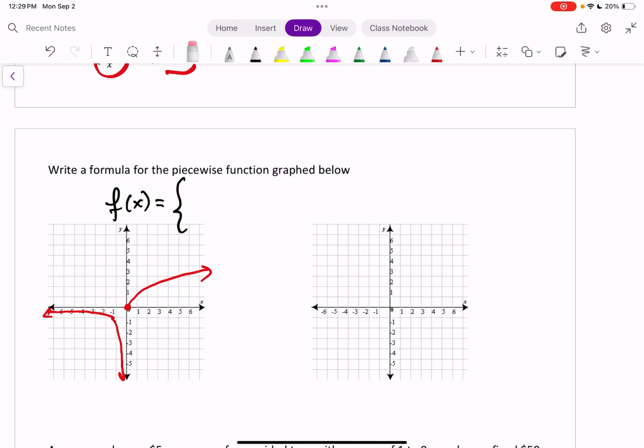I recognize the 1 over x function for all the x's less than 0. So for x less than 0, I see the 1 over x function from above. And then for x greater than or equal to 0, I see the square root function. Done. Okay. Simple.